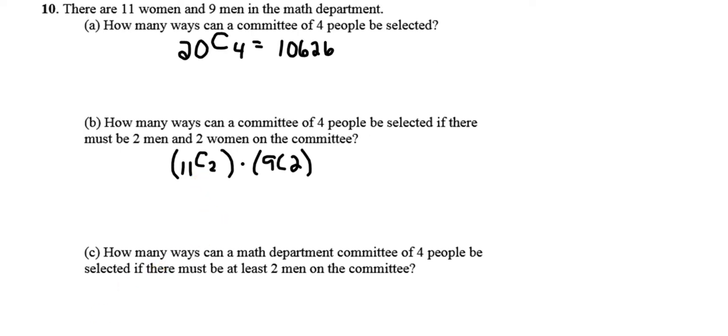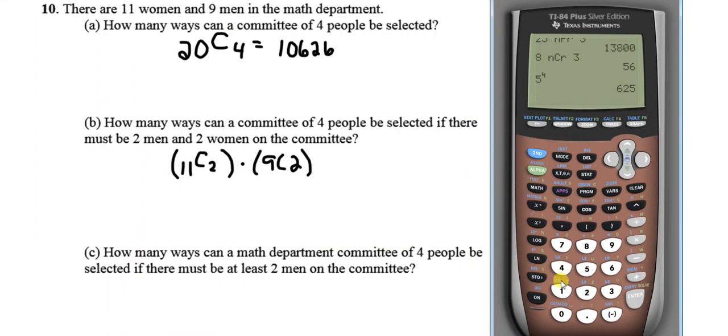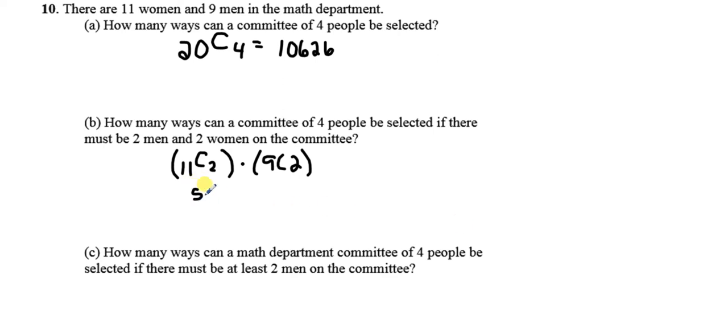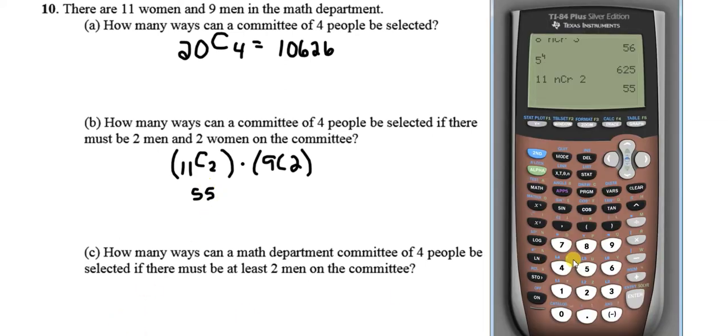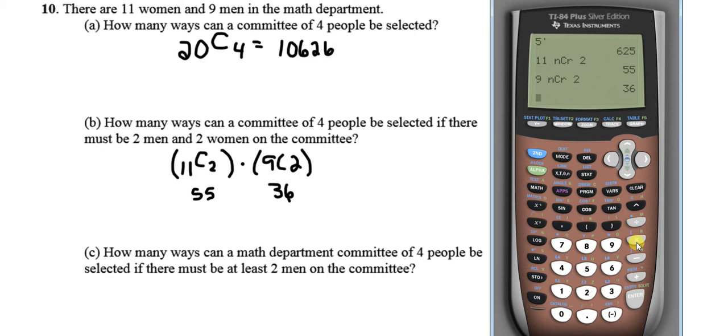I'm sorry, I'm looking at my answer key, and my answer key had different numbers on here as far as how many men and women there were. So let's do this. 11C2 is 55. 9C2 is 36. I like to do them separately and then multiply it. 36 times, so if you just hit the times, it'll put my last answer in, times 55. 1980.